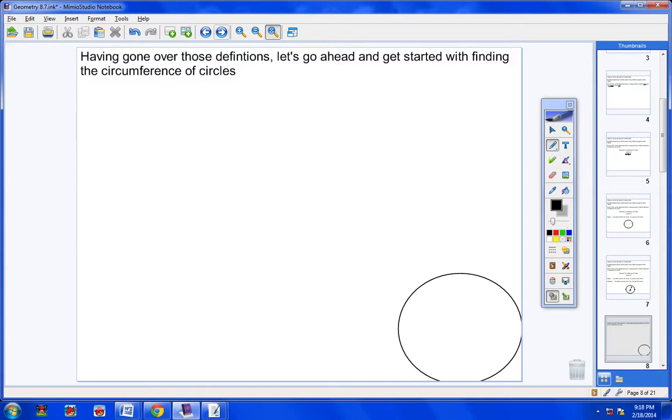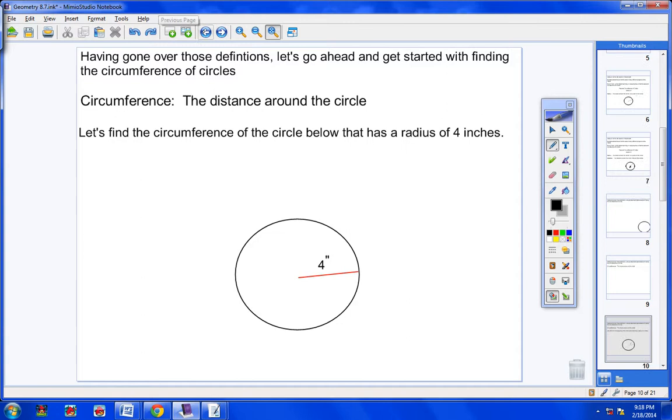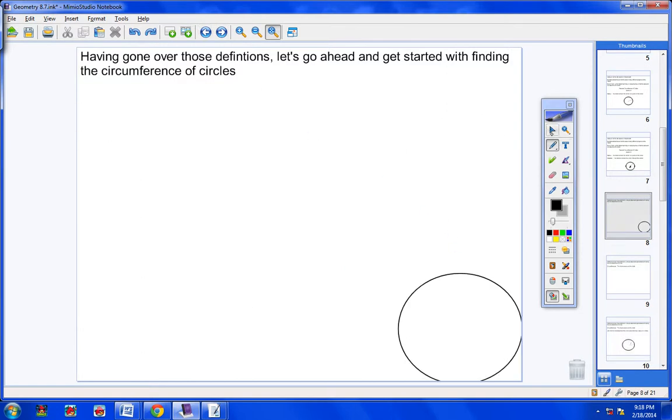Having gone over these definitions, let's go ahead and get started with finding the circumference of circles. That was just accidentally left there from a previous slide. There we go.